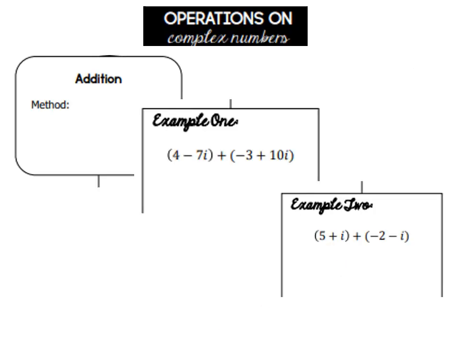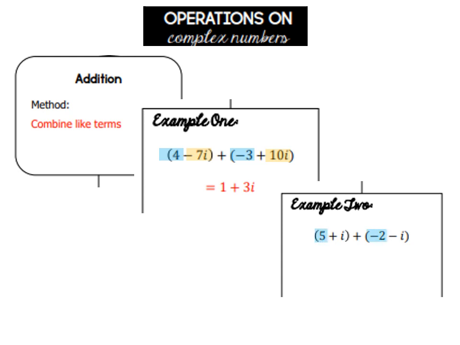Now, when we're adding complex numbers, we combine like terms. So when you take a look at example 1, 4 minus 7i plus negative 3 plus 10i, the 4 and the negative 3 are the real parts. 4 plus negative 3 is 1. The imaginary parts, negative 7i and 10i, are like terms. Negative 7 plus 10 is 3i. So 1 plus 3i is the result.